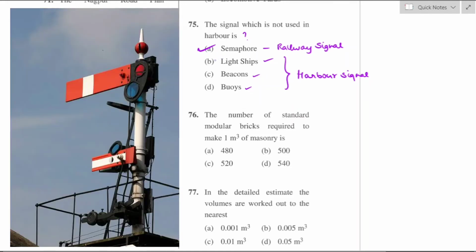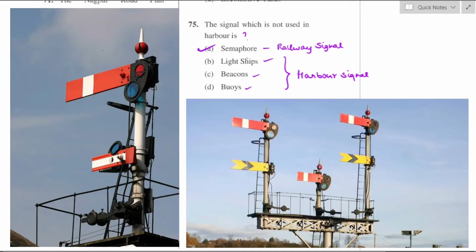Semaphore signal is a flag signaling system used in railway which displays the different indications to train drivers by changing the angle of inclination of a pivoted arm. So in the following picture you can observe the railway signal called semaphore.